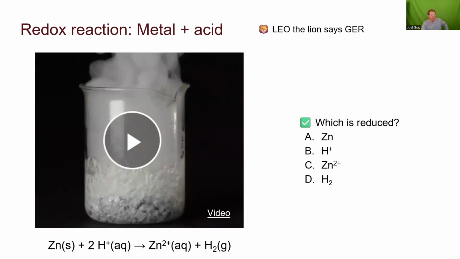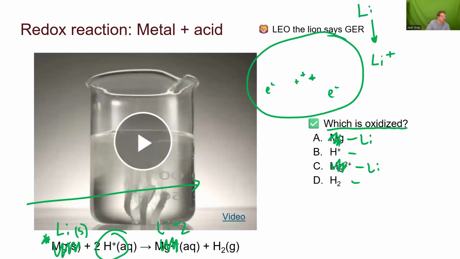Okay, now we'll look at basically the same thing. Zn goes to H plus, yields Zn2 plus. Which gets reduced? A, B, C, or D? Spoiler alert, it's nothing on the right-hand side of the question. Oh, sorry. For this question, A is the correct answer.